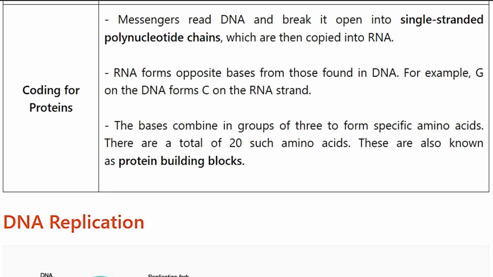Coding for proteins. Messengers read DNA and break it open into single-stranded polynucleotide chains, which are then copied into RNA. RNA forms opposite bases from those found in DNA. For example, G on the DNA forms C on the RNA strand. The bases combine in groups of 3 to form specific amino acids. There are a total of 20 such amino acids. These are also known as protein building blocks. DNA replication.